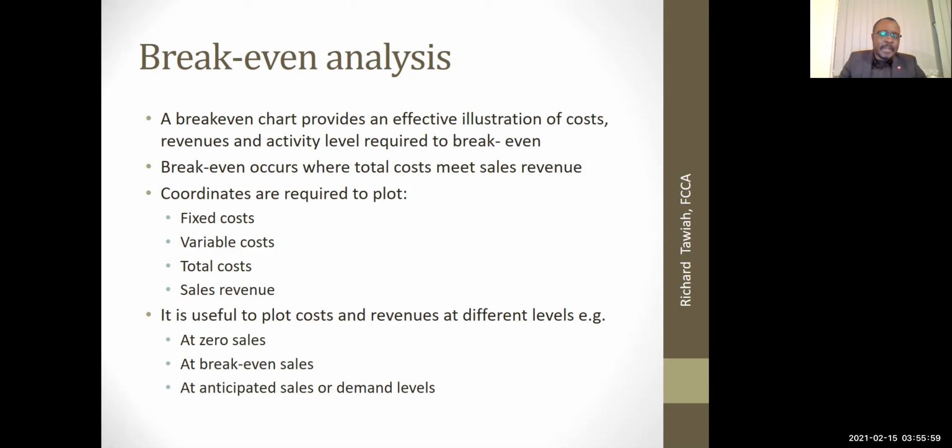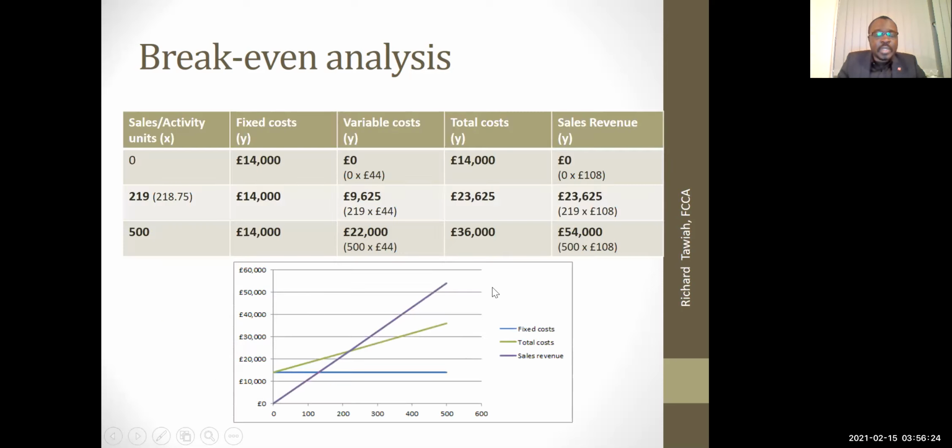We looked at this in our earlier scenario, where we talked about the cost behaviors, fixed, variable, and the total cost, which we said has the behavior of a semi-variable cost. So the same scenario here. It is useful to plot these costs at different levels: zero sales, break-even sales, and anticipated demand of sales. Let's take another example. We are using our old scenario where approximately 219 units will give us a break-even.